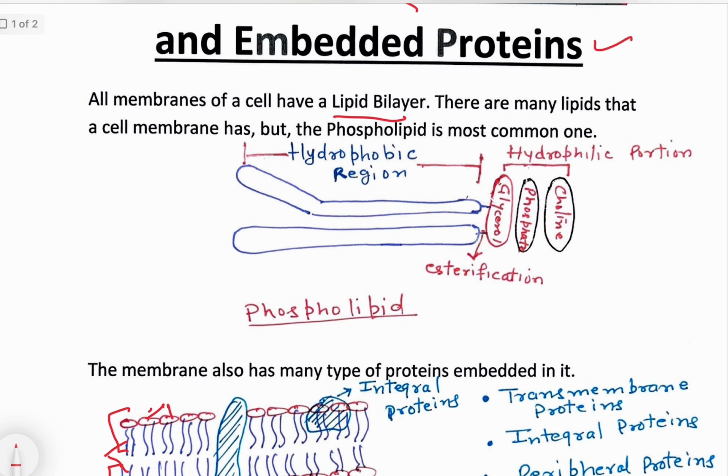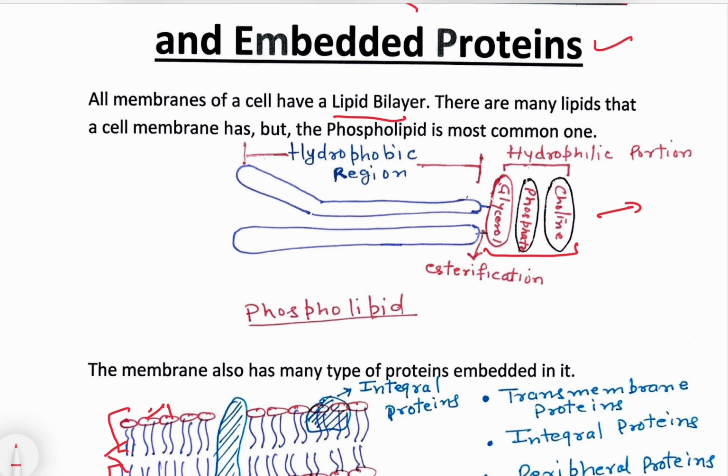So we'll expand that structure right here. This head portion right here is the hydrophilic portion, and it interacts with the water outside in the outer area of the cell, or some membranes are inside in the organelles of a cell, and this portion also makes the cell membrane itself. So all those organelles and the cell itself have a phospholipid structure.